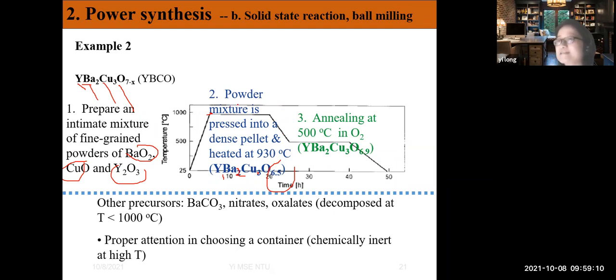So this is yttrium barium copper oxide, right? It's not difficult. Of course, you can use other precursors like barium carbonate, nitrate, oxalate, all these other precursors. And of course, be careful with your containers. Make sure the material won't react with the containers. This is more or less common sense.